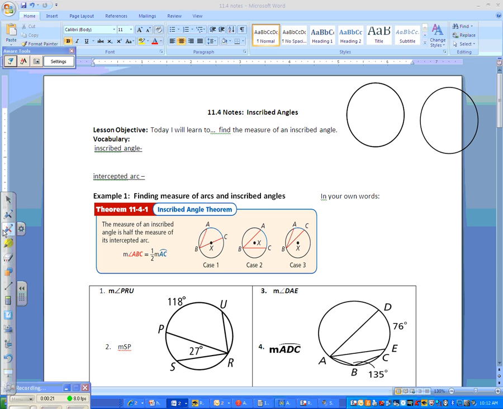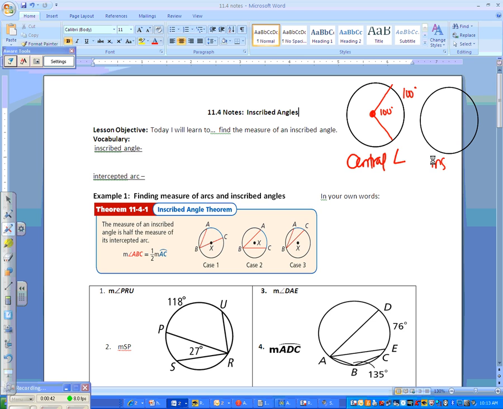A central angle, kind of like how its name sounds, comes from the center of a circle. So it's formed by two radii. And let's say this central angle is 100 degrees. Well, that means that the measure of this arc that it intercepts is also 100 degrees. An inscribed angle is not in the center.